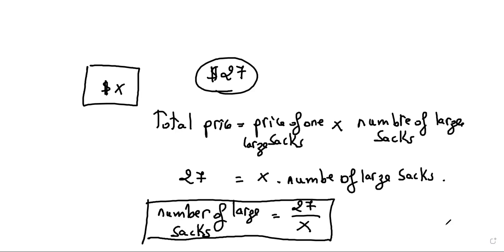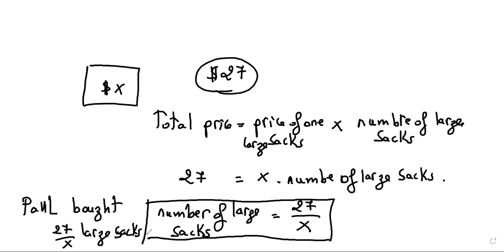This is the expression. Now, this is what Paul bought. So the number of large sacks, or what Paul bought, so Paul bought 27 over X large sacks, right? Okay, now let's talk about the second part. So this is for B. Rula spends $25, so he bought with $25.